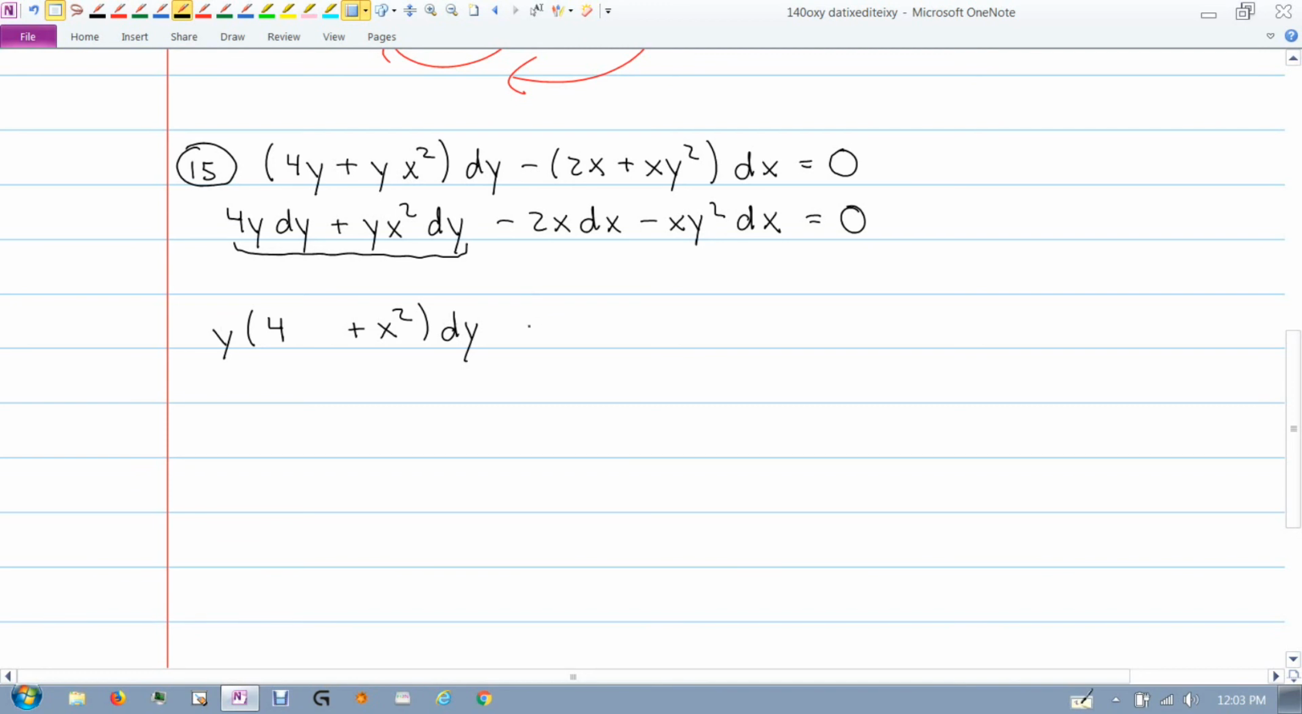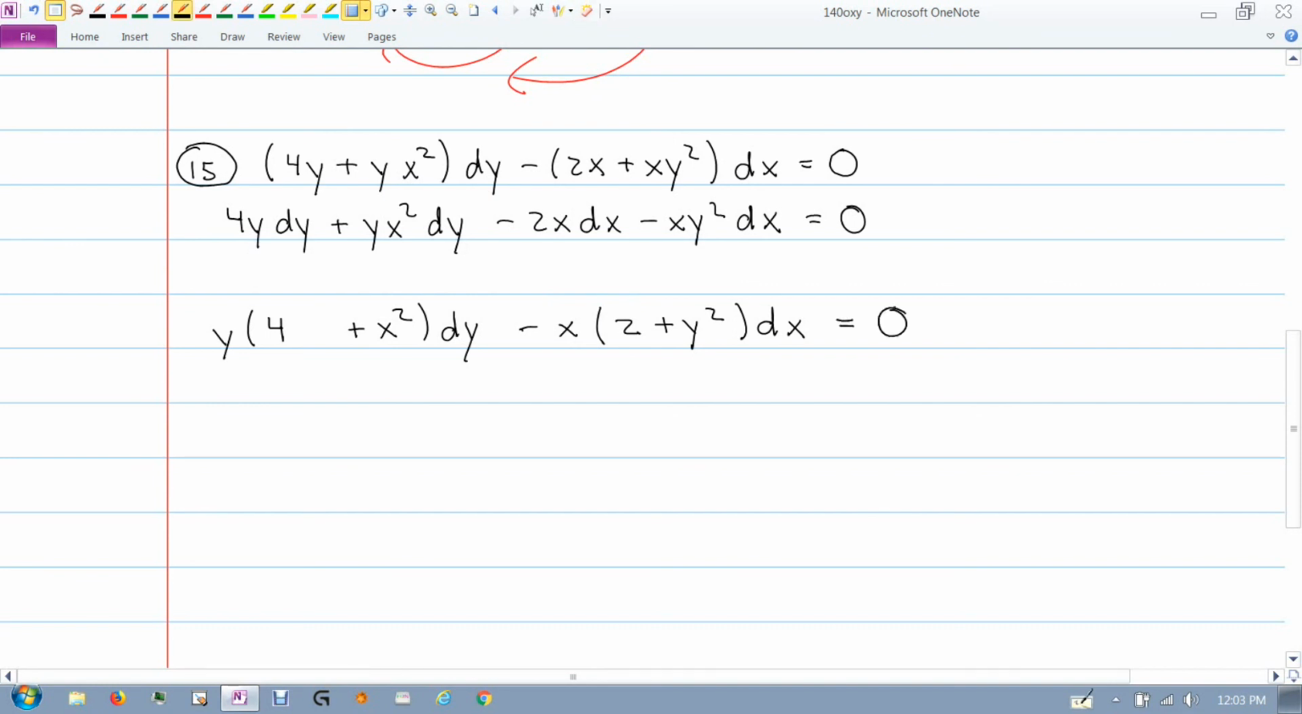Then on the next one, I'm going to factor out a negative, and I'm going to factor out an x, and I'm left with a 2 plus y squared, and then I'm also factoring out a dx. So just check for yourself. If you multiply the y through and you multiply the dy through, you get back this expression. And then here, if you multiply through with the negative x and then the dx, you're going to get back those two right there.